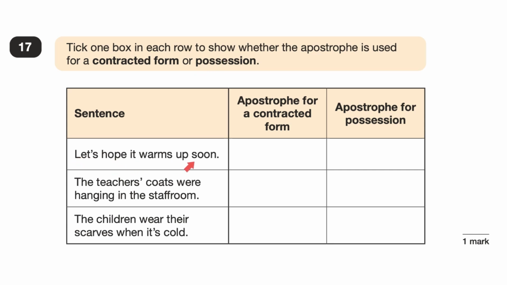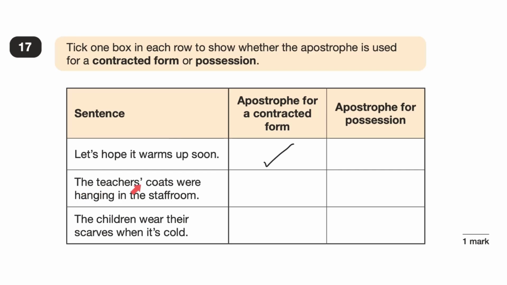Let's hope it warms up soon. So again, this is a shortening of let us. Okay, let us hope it warms up soon. And again, we can clarify that because there really is no possession, is there? Let's doesn't have any relationship or possession of hope. So again, we can be very, very confident that this is going to just be a contraction.